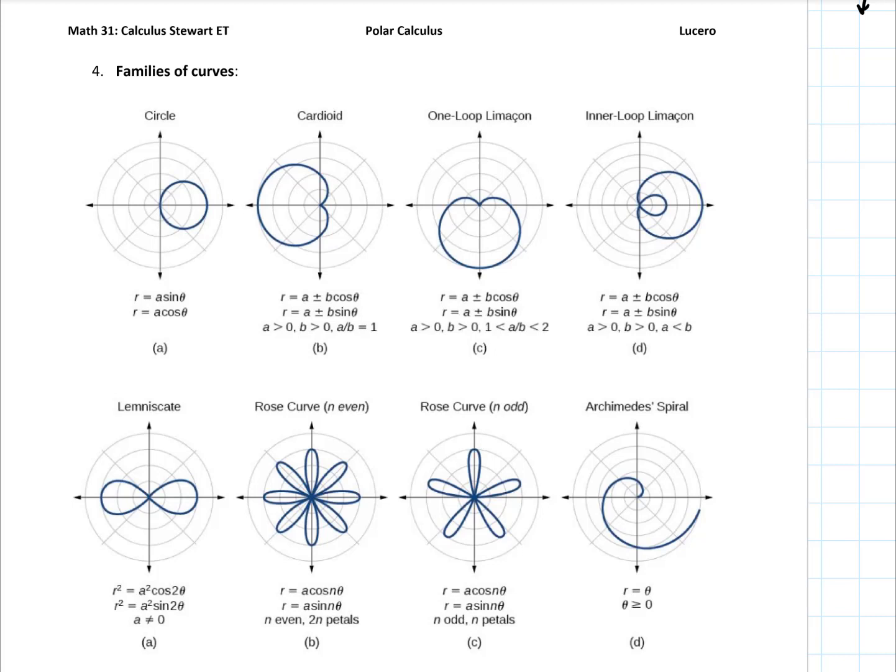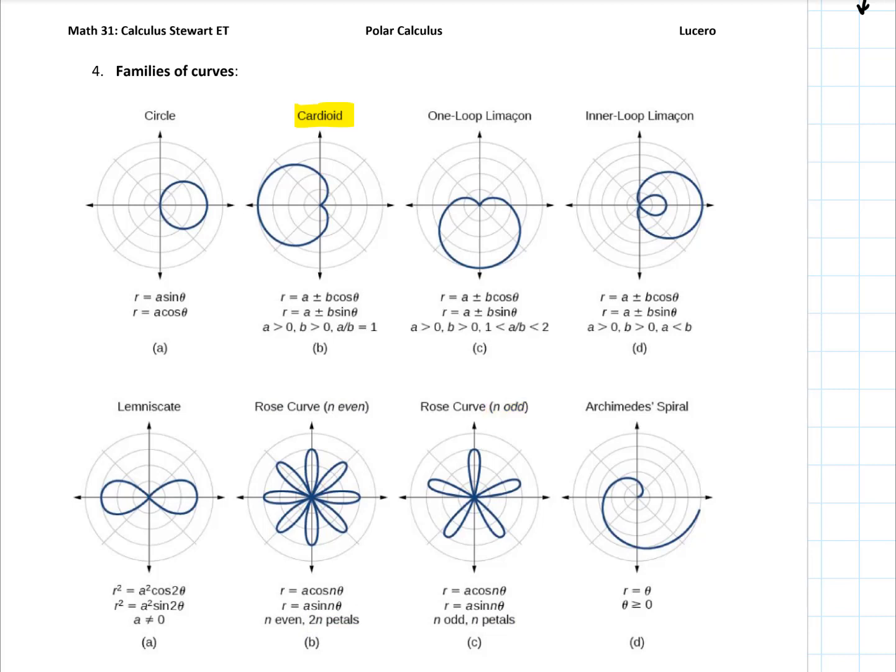The two that we looked at: we had a cardioid, and we had a rose curve where n was even, and that's why we had n happen to be 2 in the example we just looked at. We had 4 petals. So when n is even, you end up with 2n petals. When n is odd, you end up with just n petals. So kind of interesting, some fun patterns that arise when you look at polar curves.